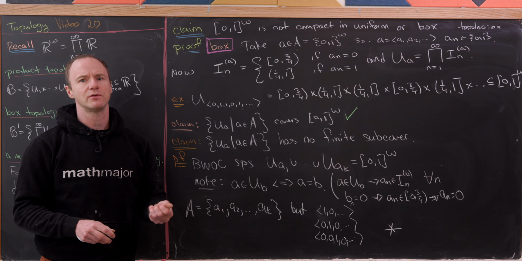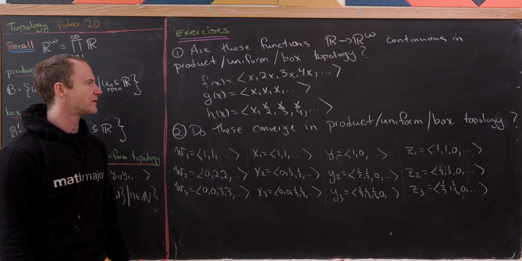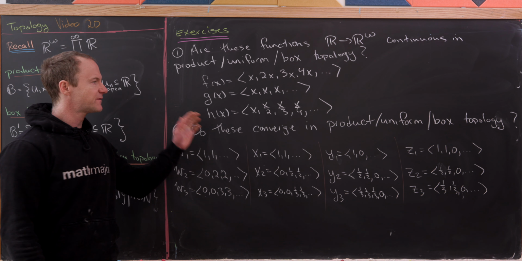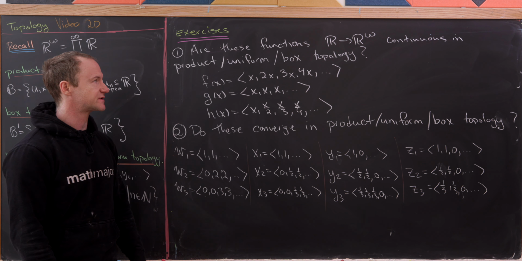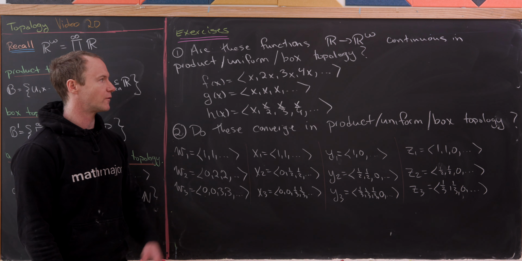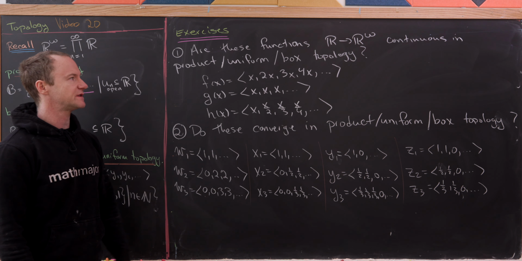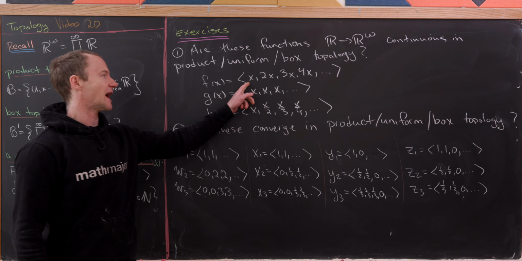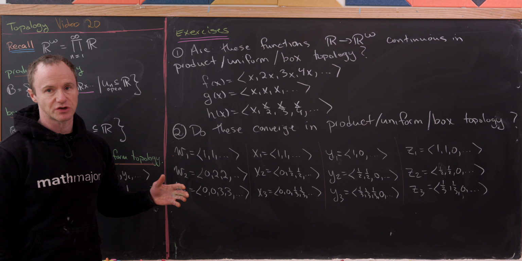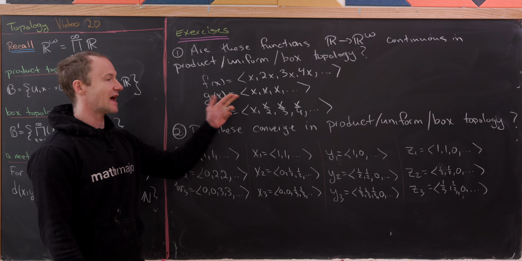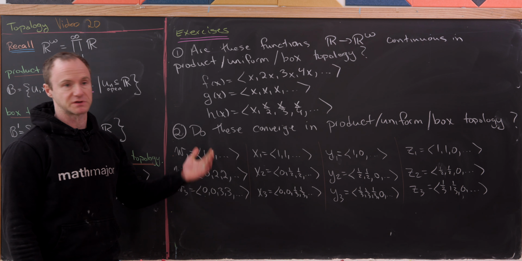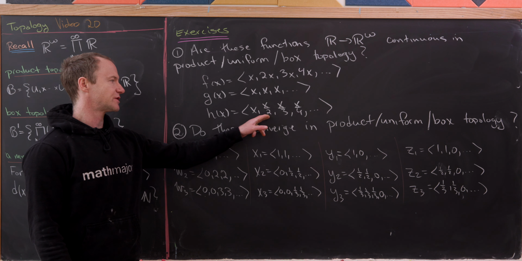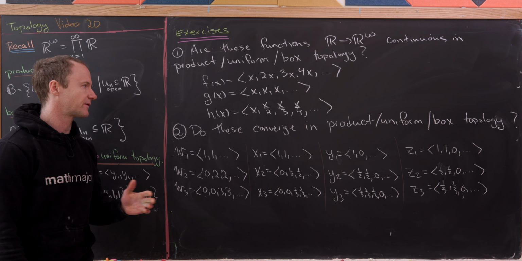But now let's leave you with some exercises. Here are a couple of classic exercises involving these three topologies. The first is to determine the continuity of certain functions in the product, uniform, or box topology. All of these functions go from R to R omega. The first one takes x to x, 2x, 3x, so on and so forth. The second takes x to x, x, x, so on and so forth. And the third takes x to x, x over 2, x over 3, x over 4, and so on and so forth.